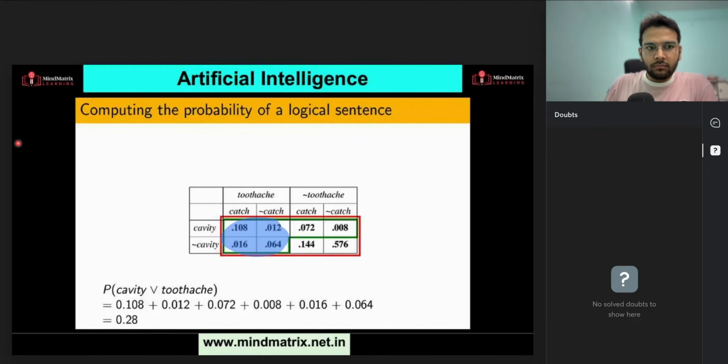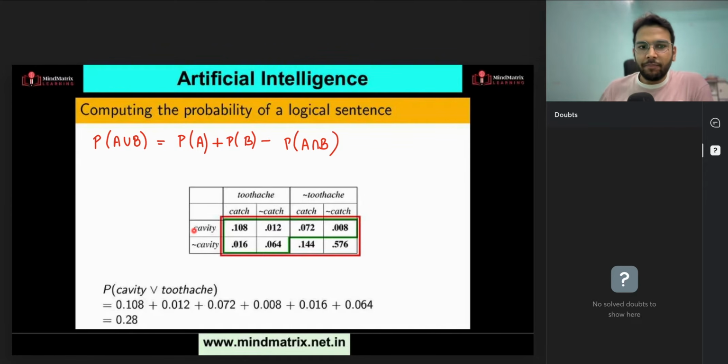Now, you know this formula also, right? Carefully observe here, if I say probability of A union B, can I say it is nothing but P of A plus P of B minus P of A intersection B? Do you agree or not, everyone? We know this already, correct? So if I'm finding the probability of cavity or toothache, toothache means these 4 values, correct? And cavity means these 4 values.